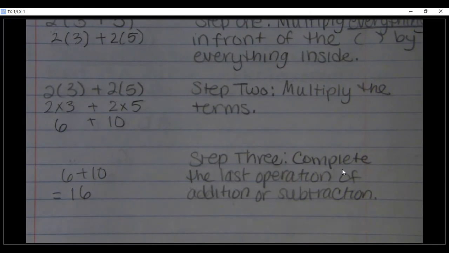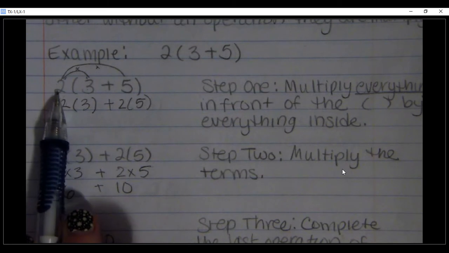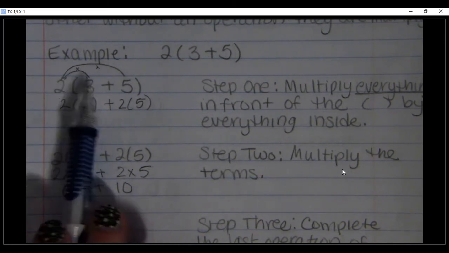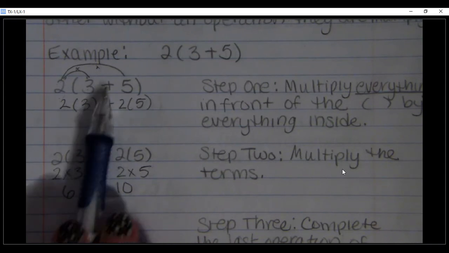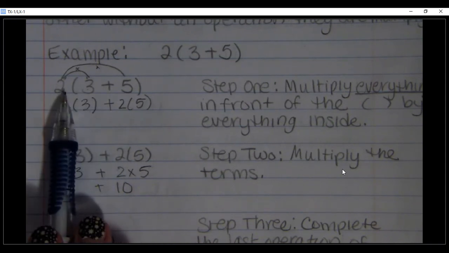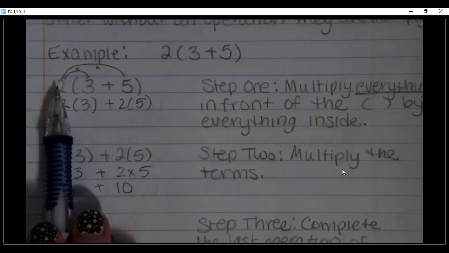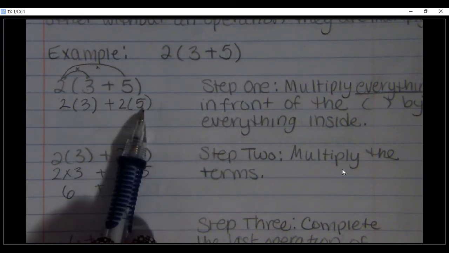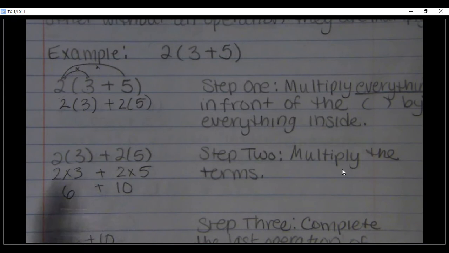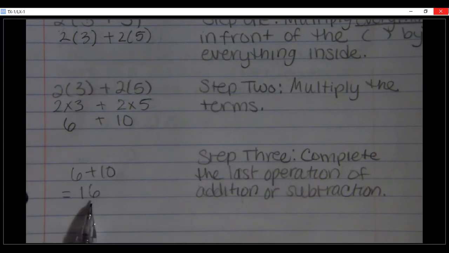So to recap, just know that whatever is in front of the parentheses needs to be multiplied by everything inside. Whatever operation is already inside needs to stay. We took the 2, multiplied it by the 3 to get 2 times 3. Took the 2, multiplied it by the 5 to get 2 times 5. After multiplying those together, we were able to complete the operation located in the middle, and added them together.